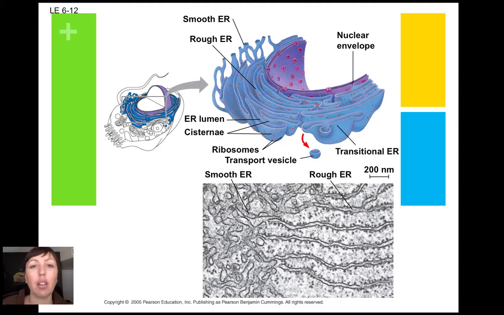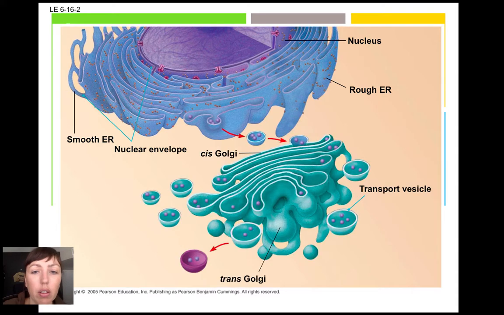Okay, so as you just saw in the video, you can see a picture of the smooth ER connected to the rough ER. And again, the rough ER is connected to the nuclear envelope. You can see ribosomes there, the transport vesicle. So transport vesicles are moving from the rough ER into the Golgi apparatus.